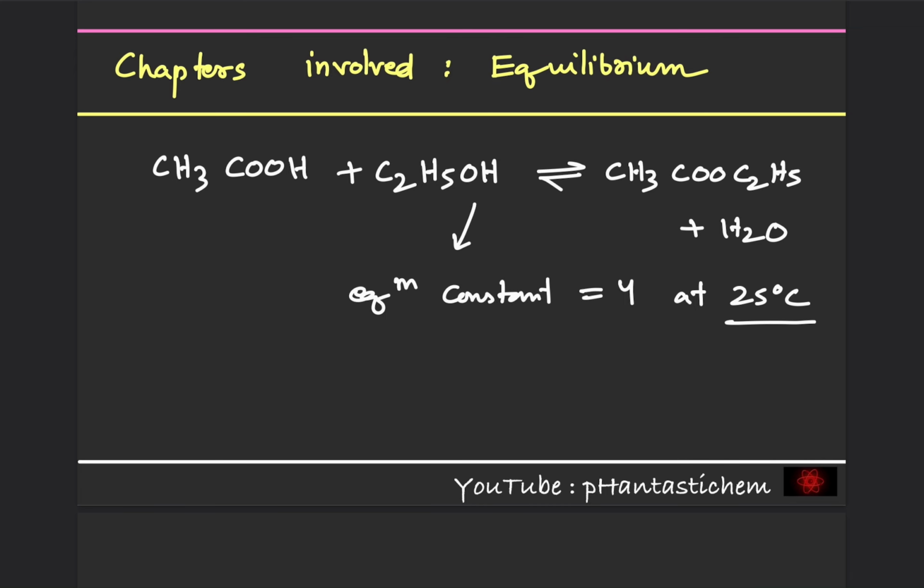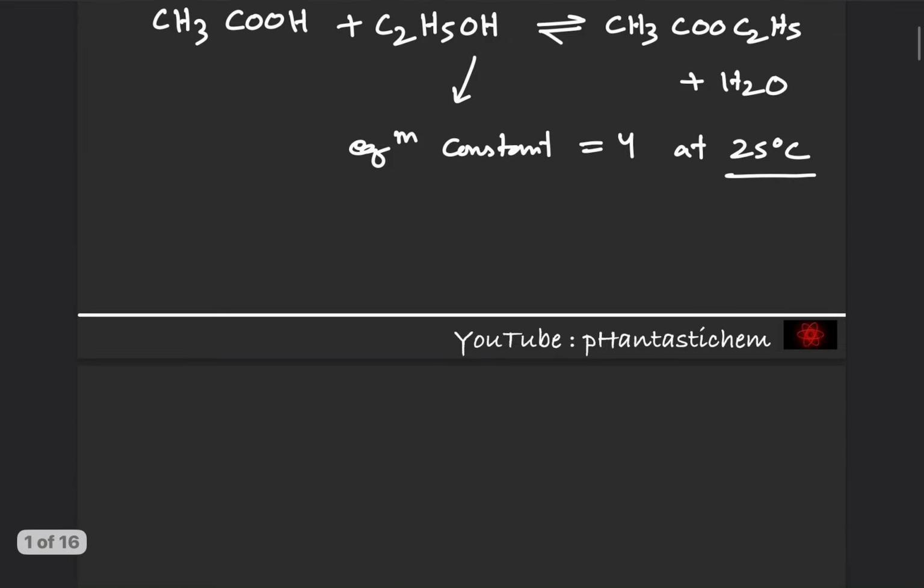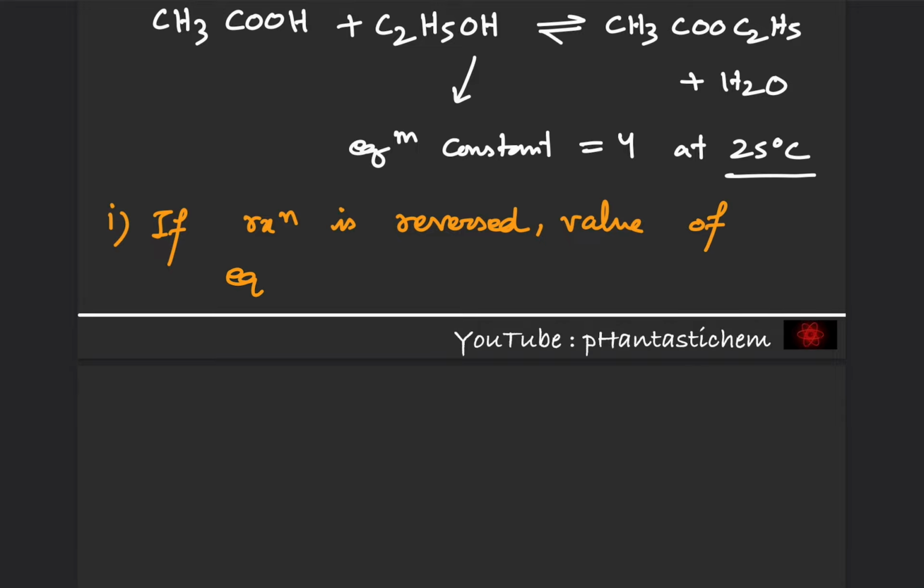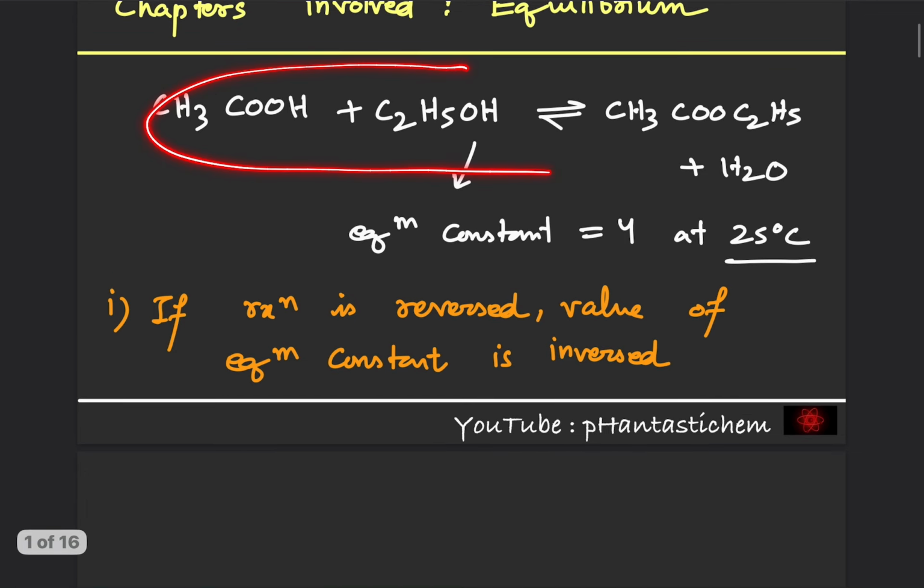The first thing that we should know about equilibrium constant is that if a reaction is reversed, the value of the equilibrium constant is inversed. Okay, so I will write it down. If a reaction is reversed, the value of the equilibrium constant is inversed. So for example, we have taken this as an example.